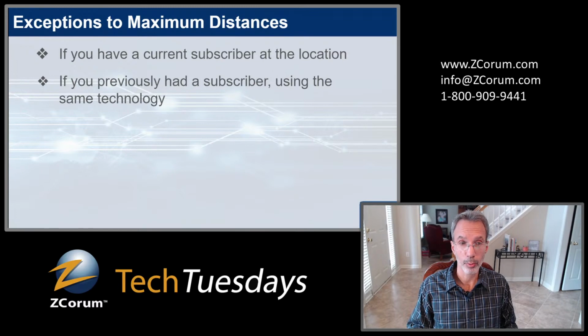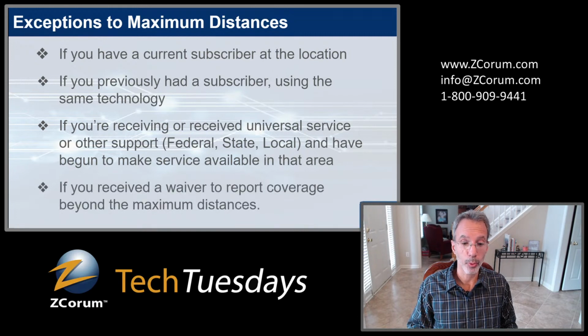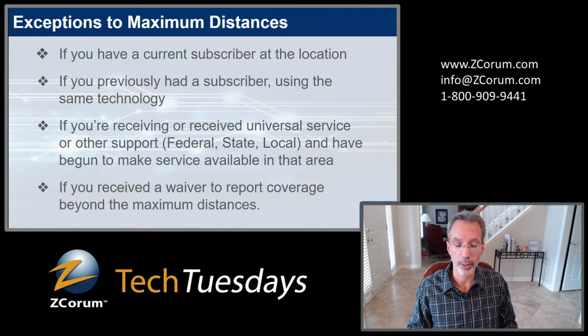If you're not providing it, never provided to that home, then you can't count that point on the map as having that service. If you're receiving or received universal service or other support from federal, state, or local governments, for example, and have begun to make service available in that area. So if you've got an obligation to provide service because you took funds, then that is an exception. Or if you received a waiver to report coverage beyond the maximum distances, so you can also get a waiver. So a lot of this, like I say, seems to grandfather in people that are already providing services either in an area or maybe at specific addresses. Not sure quite yet how that's going to fall out.